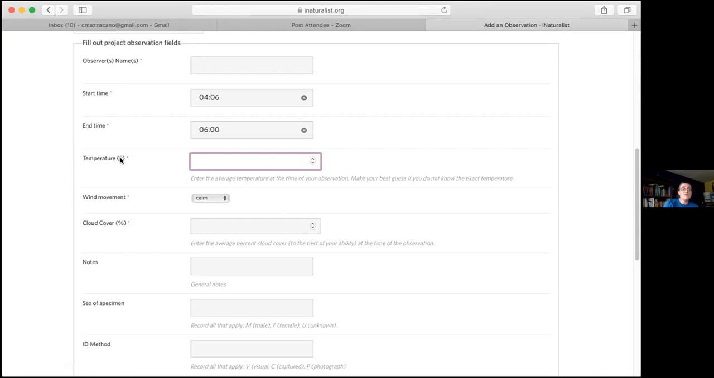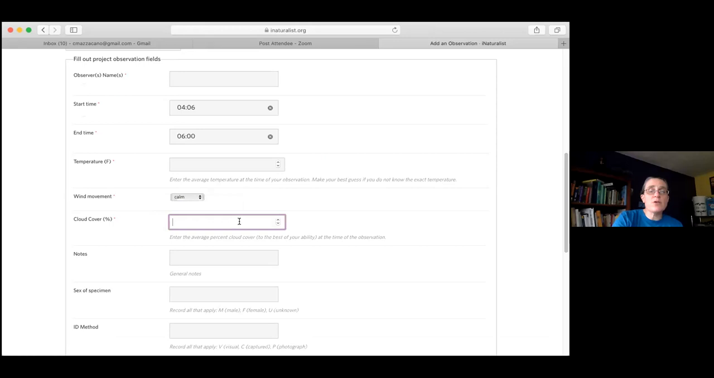Calm, light, moderate, or strong winds. Fill in whatever your proportion of cloud cover was, that's a percent. Again, any notes, you know, maybe the category is uncommon, but you want to specify, oh, we only saw one individual. And here's where you say, oh, I saw males and I saw females, okay? And if you didn't know, unknown.